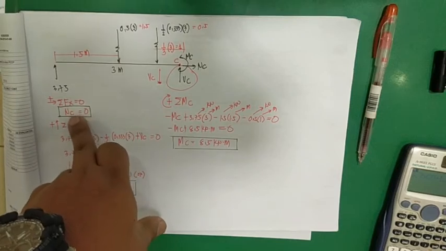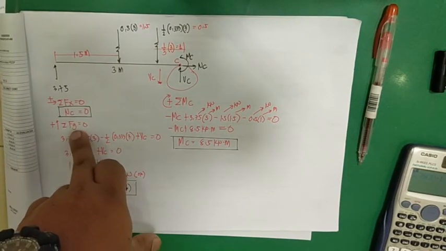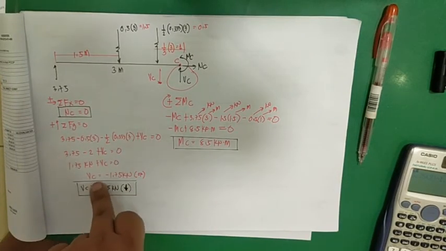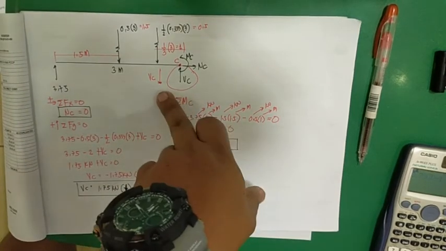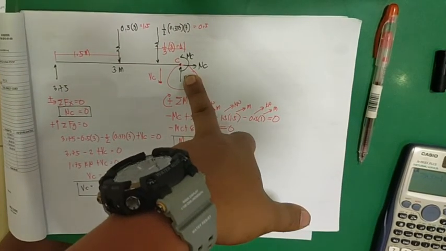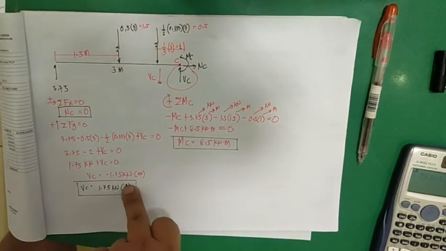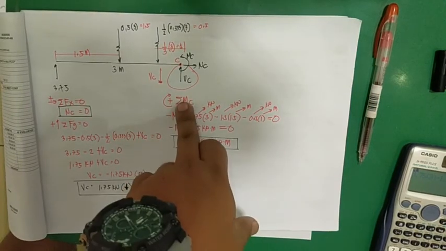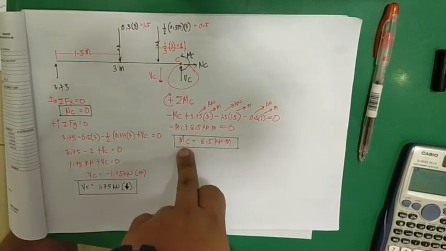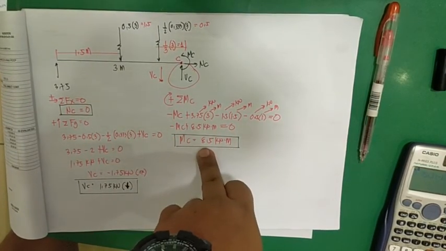Then, the summation of force along X at C is 0. Summation of force along Y: VC is negative 1.75, meaning our assumption for BC is not upward, it should be downward. Okay? And for the moment at C, taking the summation of moment at C, it will be 8.5 kilonewton meters.